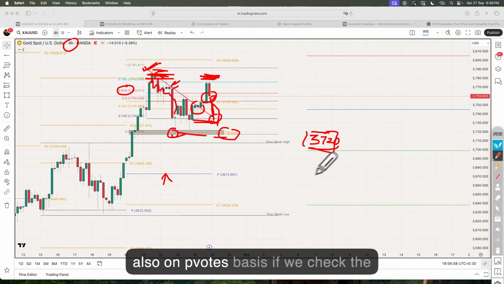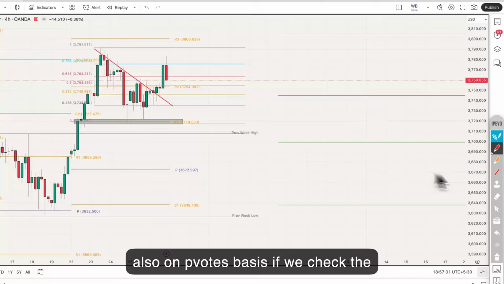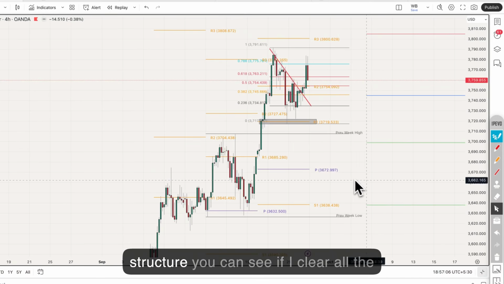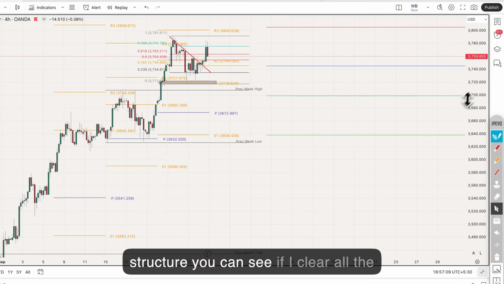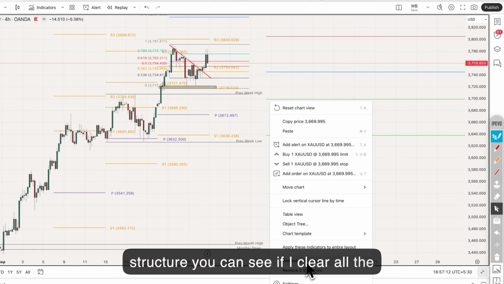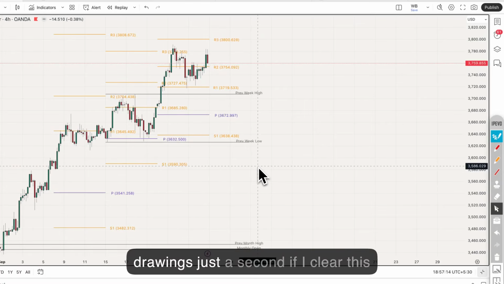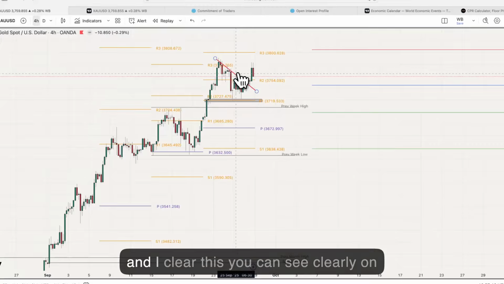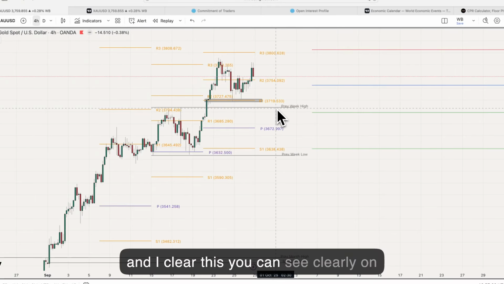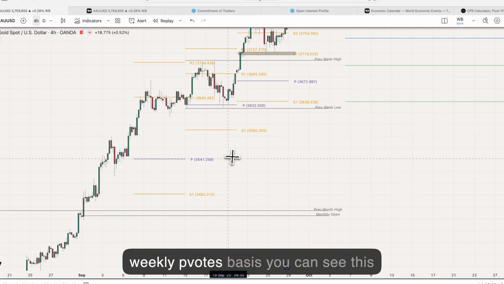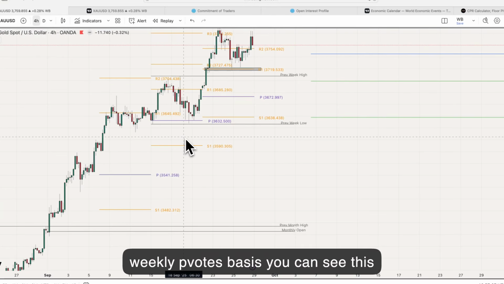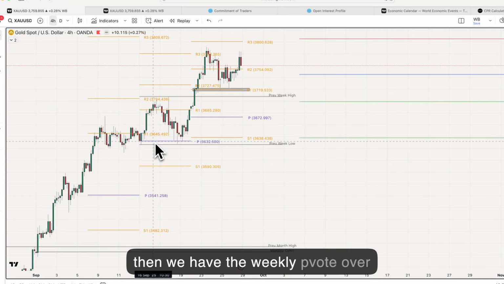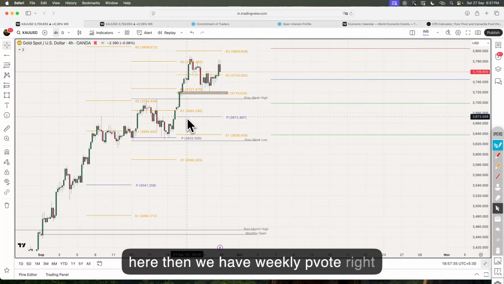Also, on a pivots basis, if we check the overall price action structure, if I clear all the drawings, just a second, if I clear this and this, you can see clearly on a weekly pivots basis. This was the weekly pivot right over here, then we have the weekly pivot over here, then we have the weekly pivot right over here.